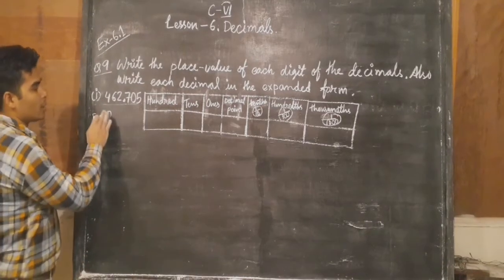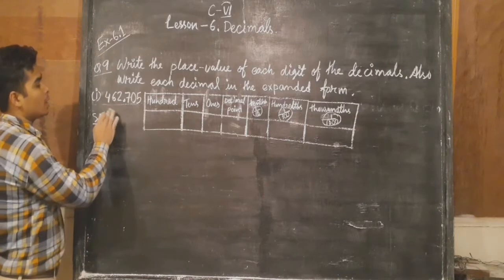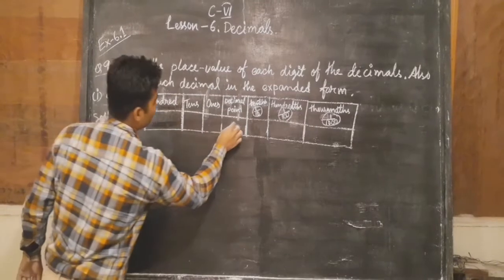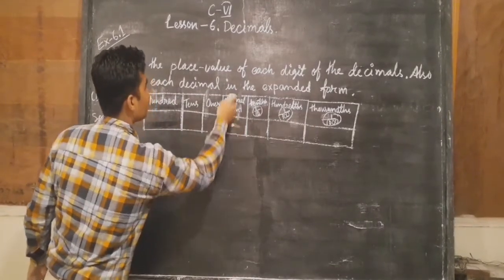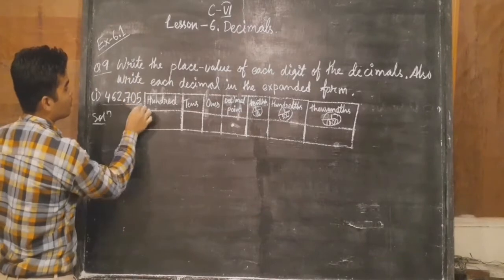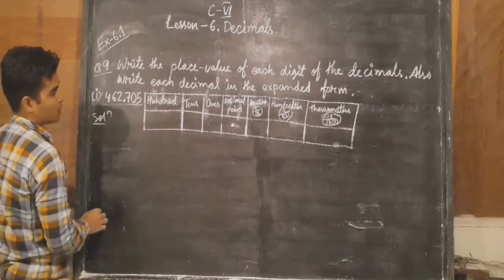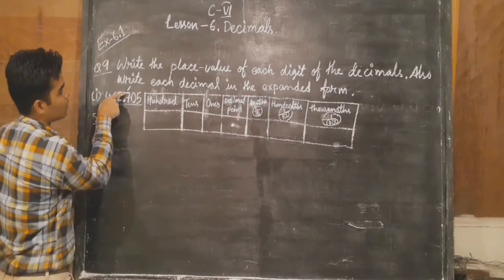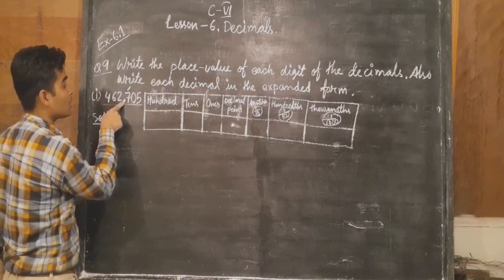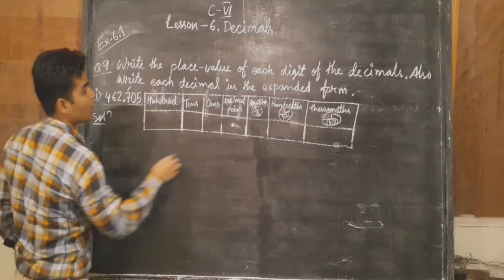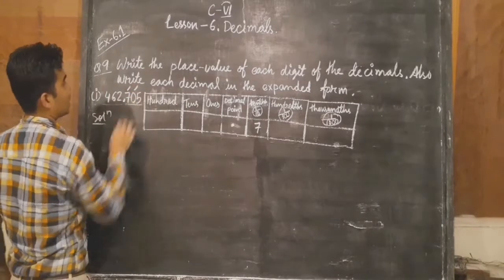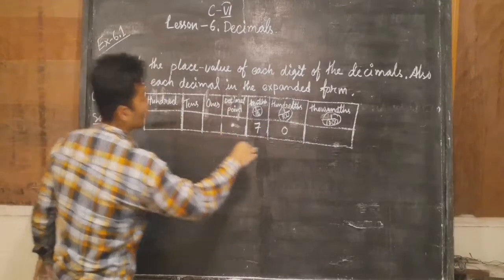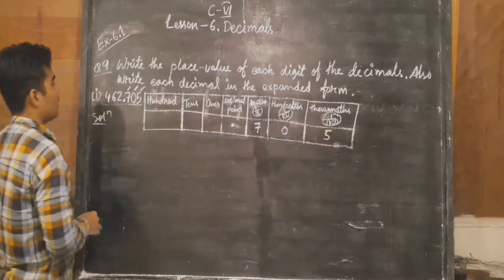Now let us find the place value of each digit of this decimal number. First of all, what we have to do? We have to put the decimal point in the decimal point place. After that, we will put the decimal part first. You can see after the decimal point, this digit 7 will be in the 10th place and this second digit will be in the 100th place and then the third digit will be in the 1000th place. It is like this.